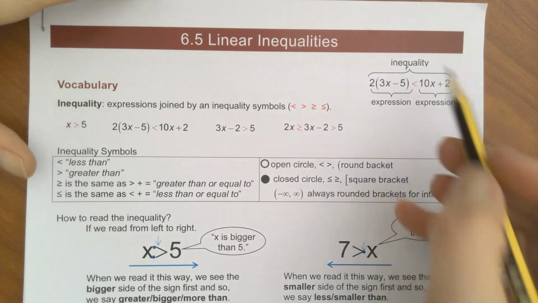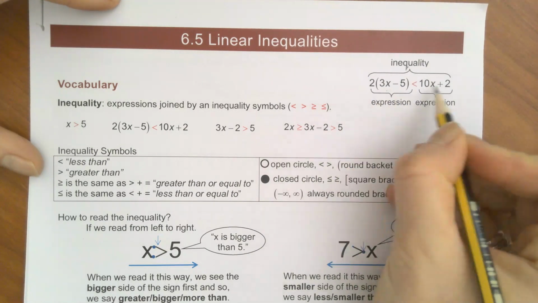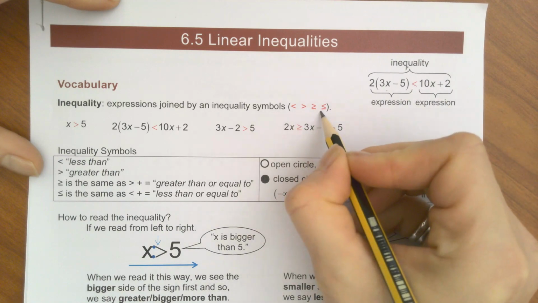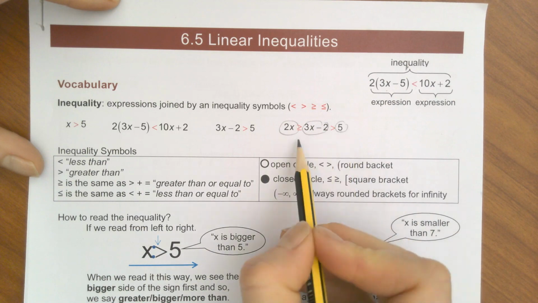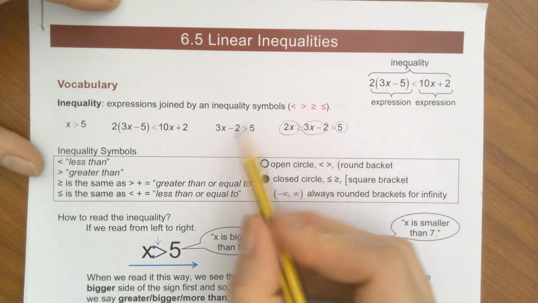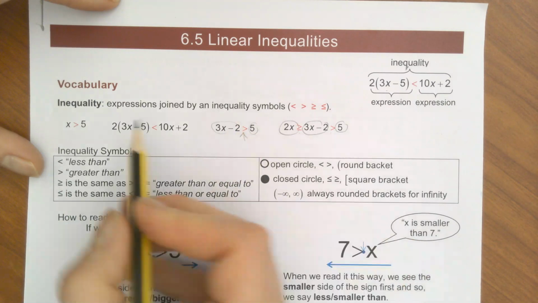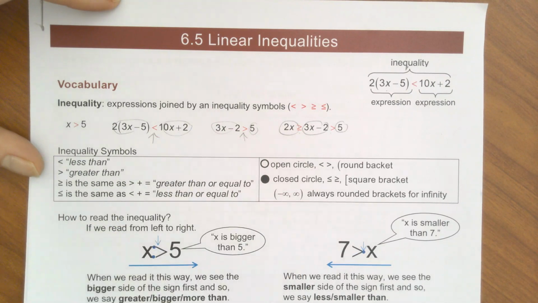Inequalities. An inequality is just when you have two expressions connected by one of these inequality symbols. Or you can have three expressions joined by two inequality symbols. Okay, here's an expression, and here's the symbol. So it's just an expression joined by an inequality symbol. So that's what inequalities are.